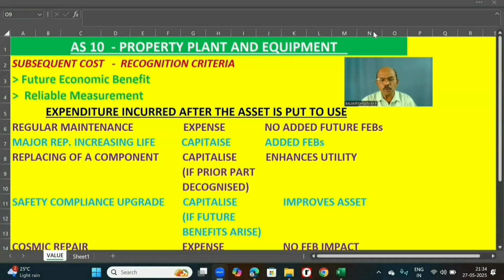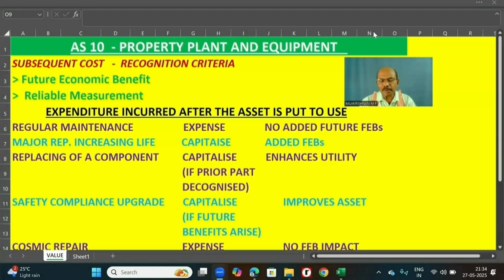Hi students, welcome back. We are continuing with Accounting Standard 10, Property, Plant and Equipment, PPE. And this is part 3 of our series. In this session, we will begin with an important topic, subsequent cost. What are subsequent costs?